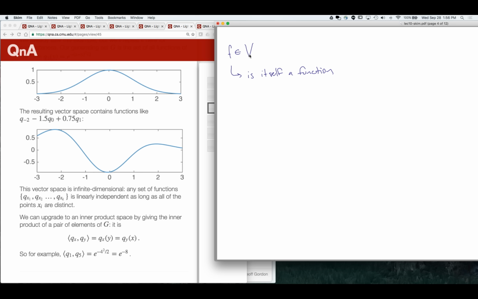But if we also assume that the elements, in addition to being vectors, are being interpreted as functions, that means that we can do things like evaluate them at a particular point. So that means that our vector space V is going to be a subset of some function set. Let's say, for example, the set of functions of one real argument that return a real value.